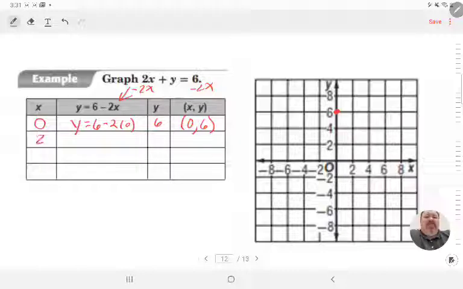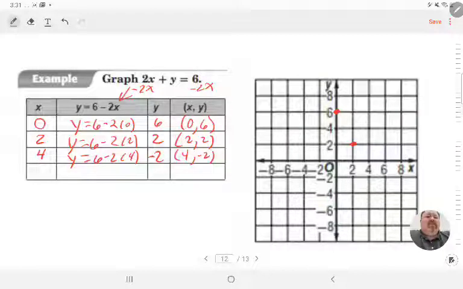Then let's say I do 2. That would be y equals 6 minus 2 times 2, which would give me 6 minus 4, or 2. So I have 2, 2, which would be here. Now at this point, if it's not asking for a certain number, I can graph the line. I know where the line is. I have 2 points. But I could keep going. I could say 4, y equals 6 minus 2 times 4, which would give me negative 2. So 4, negative 2, which would be here.